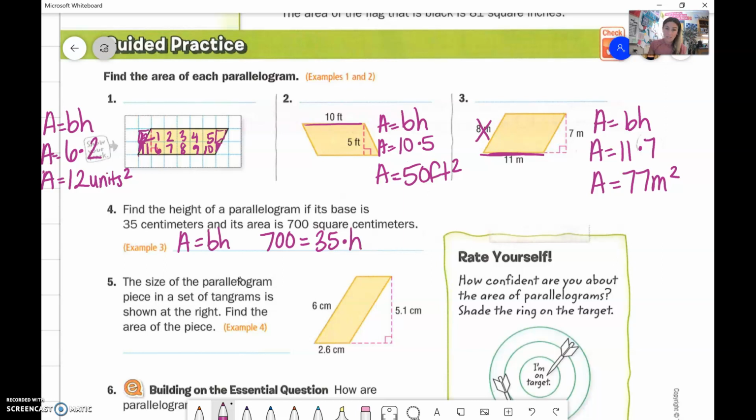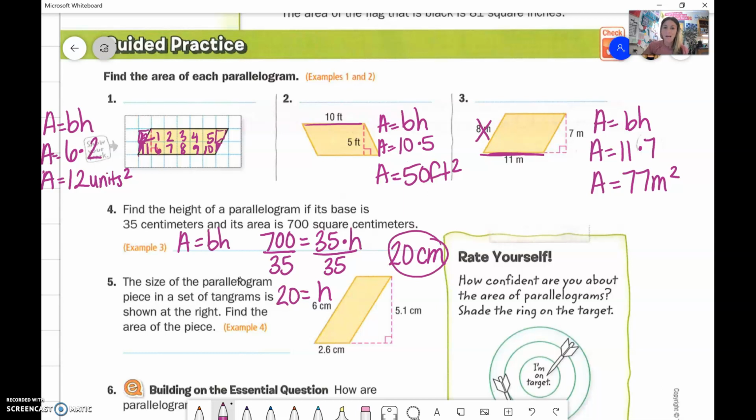Well, if I'm timesing it by 35, the inverse operation of timesing by 35 is to divide by 35. Therefore, when I take 700 and divide by 35, look at that. Mrs. Horner did not have that in her book, but I will just do it here. 700 divided by 35 is 20. So therefore, the height is 20 centimeters. So my height is 20 centimeters.